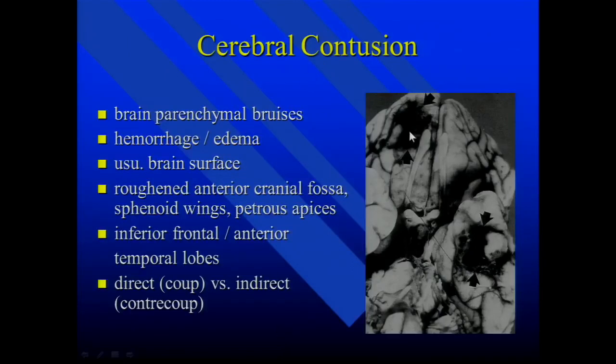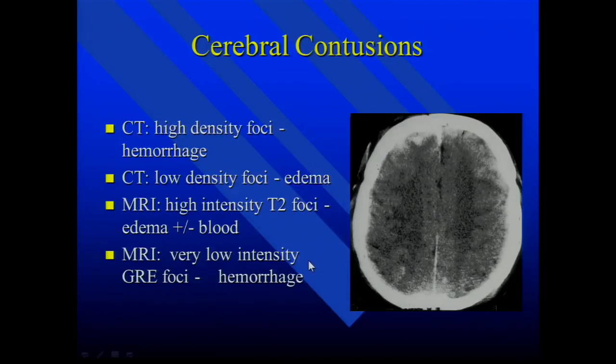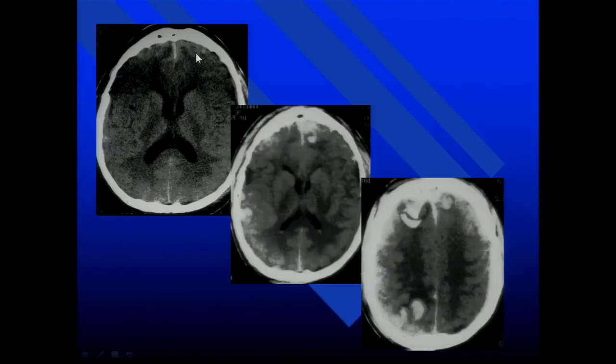Cerebral contusions are basically brain bruises. They're little contusions on the surface of the brain. This is where the brain smacks against the calvarium, and you get hemorrhages on the surface of the brain. So here you can see the high density foci of hemorrhage on the surface of the brain. And over time, they'll grow. So you're going to find them in this state when they come into the ER.